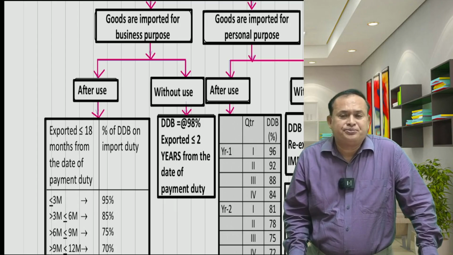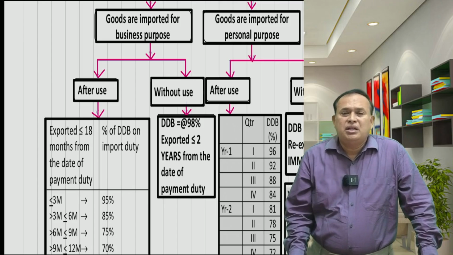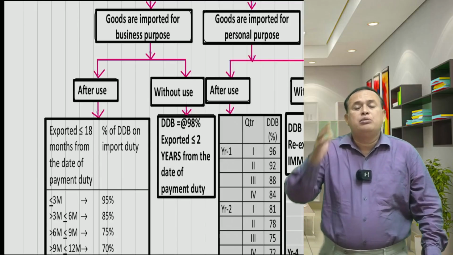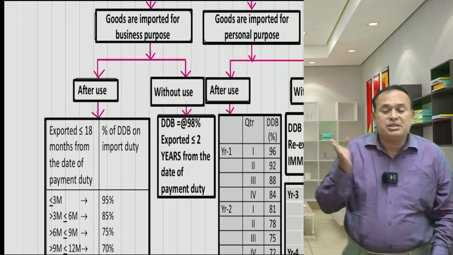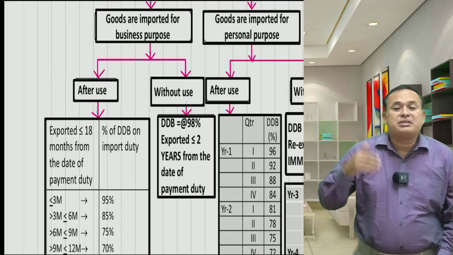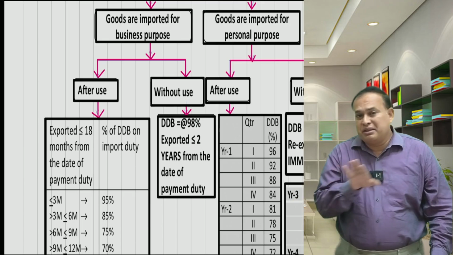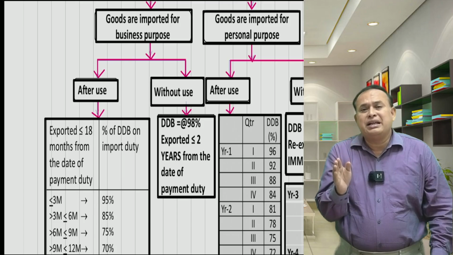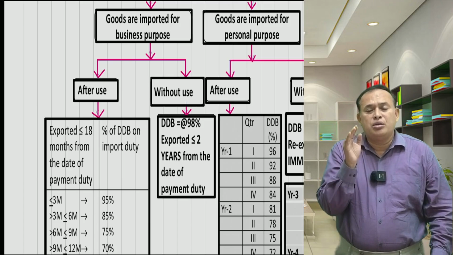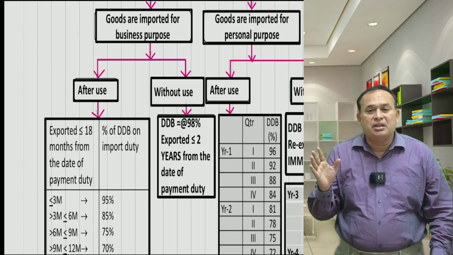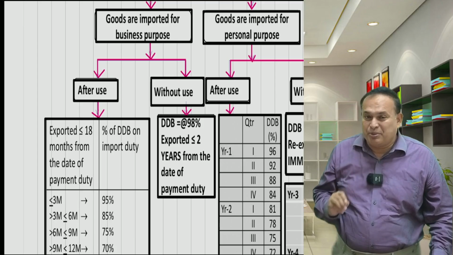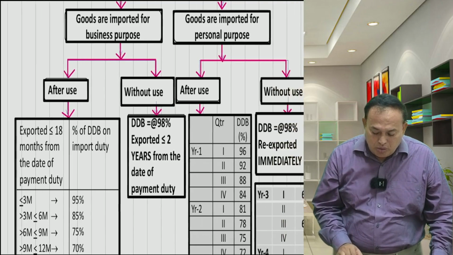Dear friends, now if the problem does not specify whether I imported for my business purpose or my personal purpose, nothing specified, you take the category of 74, imported for business purpose. If they specifically said imported for personal purposes, then you have to come here.